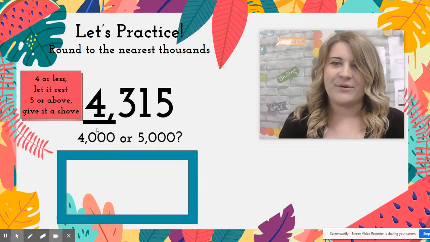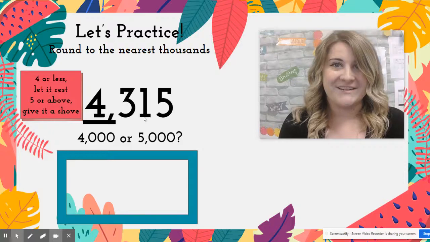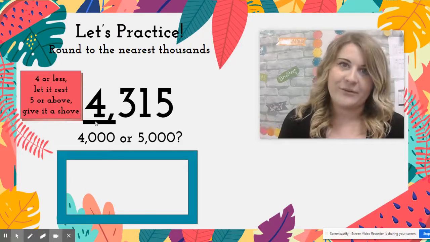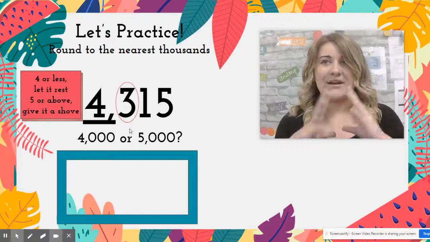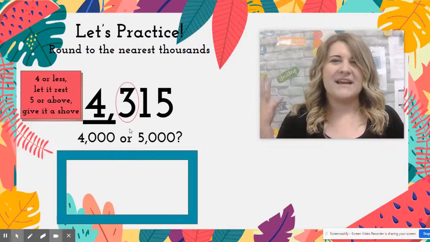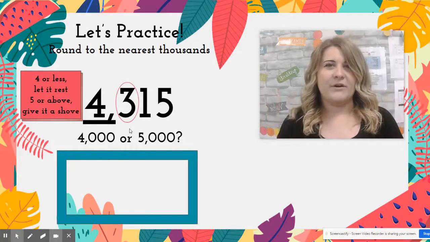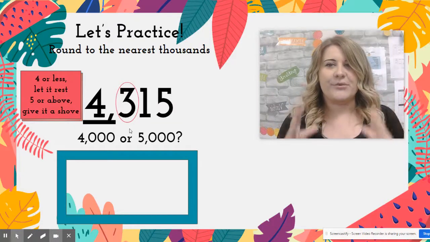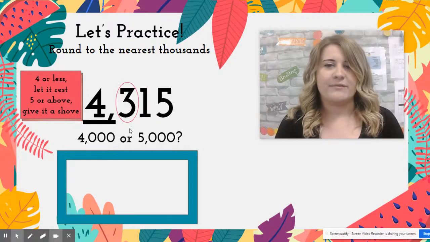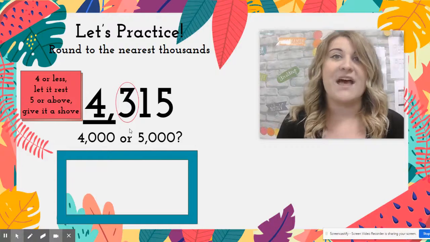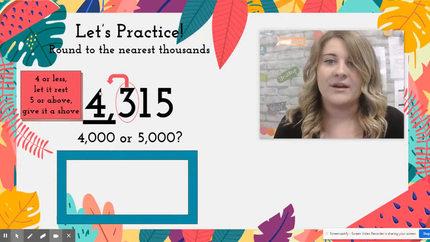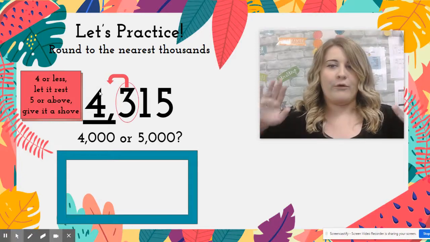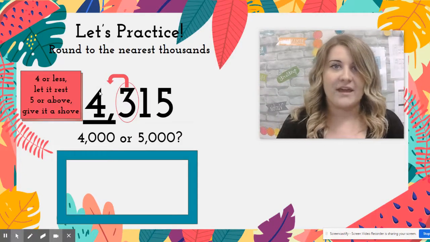If I have the number 4,315, first I'm going to underline the 4, and then I'm going to circle the 3. I'm spotlighting the 3. When you put a spotlight on somebody, it's like they are the main focus. That's because the 3 has the say. The 3 is important because he is going to tell the 4 what to do. That's why we're drawing an arrow. This is him telling the 4 to either rest or the 4 to shove up to a 5, okay?